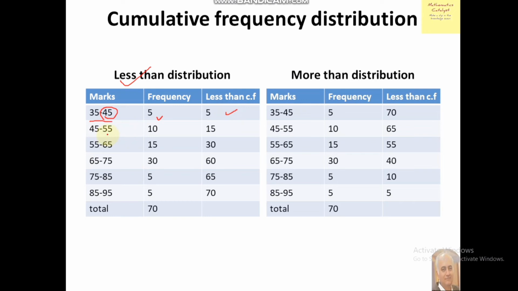5 होंगे. अगर मैं बात करता हूं less than 55 के लिए आप क्या करेंगे? You have to commute both, you have to add both 5 and 10. 5 and 10 becomes 15, right? उसके बाद less than 65 का मतलब क्या होगा?